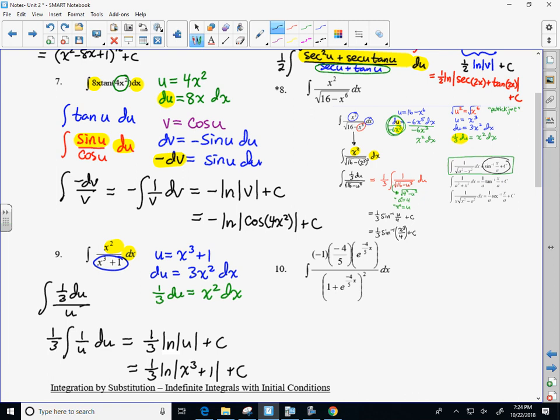All right. Number 10, the most intimidating looking one, but one of the easiest ones. So one of the strategies was to take whatever is contained within the denominator and make that your u. So let's try.